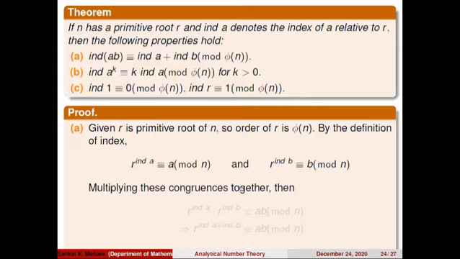Now multiplying these congruences together, what do we obtain? r to the power index of a times r to the power index of b is congruent to a times b, that is ab, modulo n. We know that a to the power m times a to the power n equals a to the power m plus n. By the laws of indices, this term becomes r to the power index of a plus index of b, which is congruent to ab modulo n.